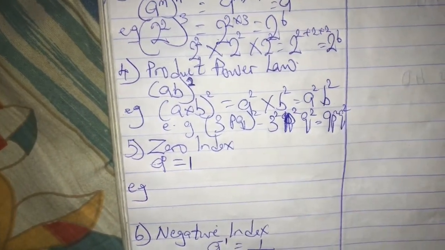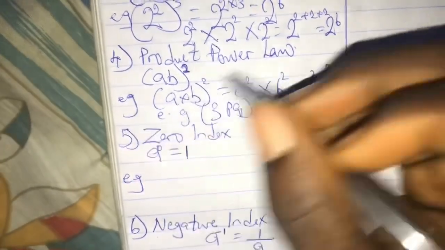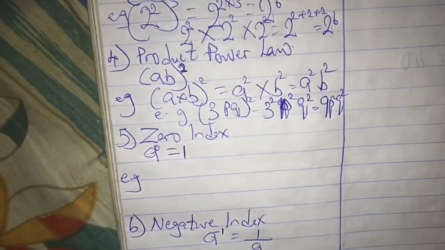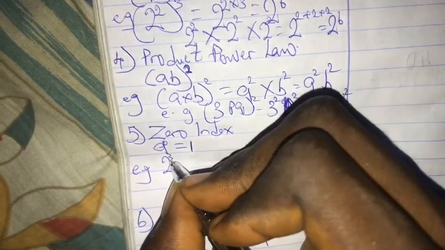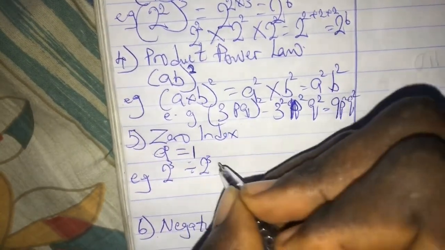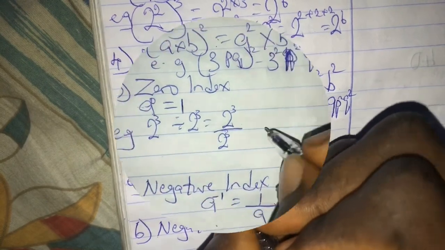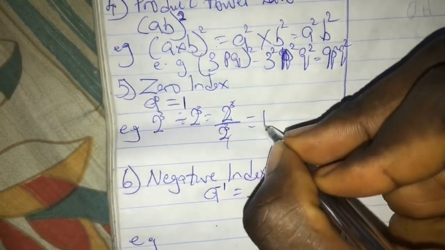Then the next one is what? Zero index. Of course, you know anything raised to the power of 0 will give us 1. But why is it like that? For example, we are given 2 to the power of 3 divided by 2 to the power of 3. You know it's the same thing as saying 2 to the power of 3 over 2 to the power of 3, and if you cancel, this will give us 1.